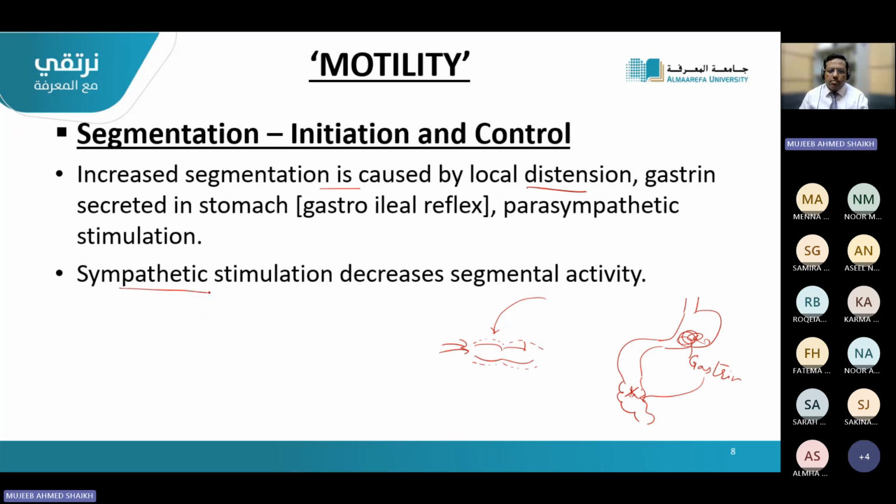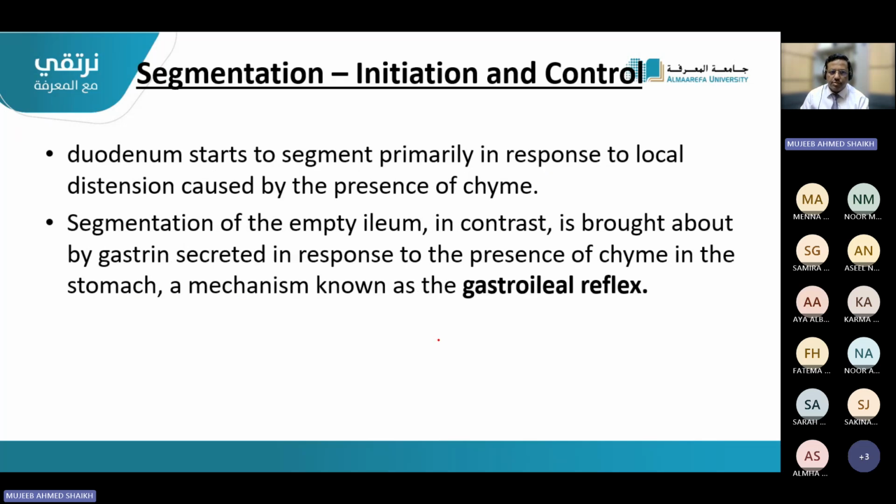Segmentation contraction movement will be suppressed during sympathetic stimulation. If sympathetic nerves are stimulated, these contractions will be suppressed, or segmental activity will be decreased.